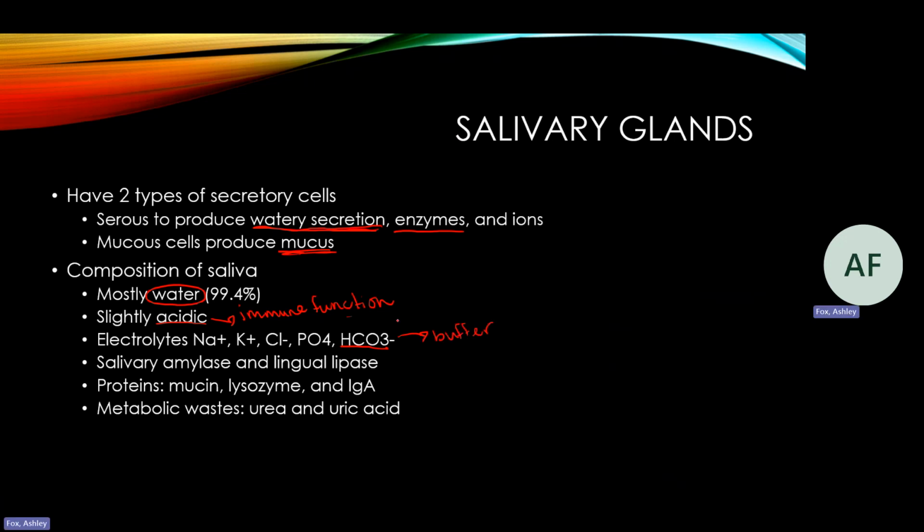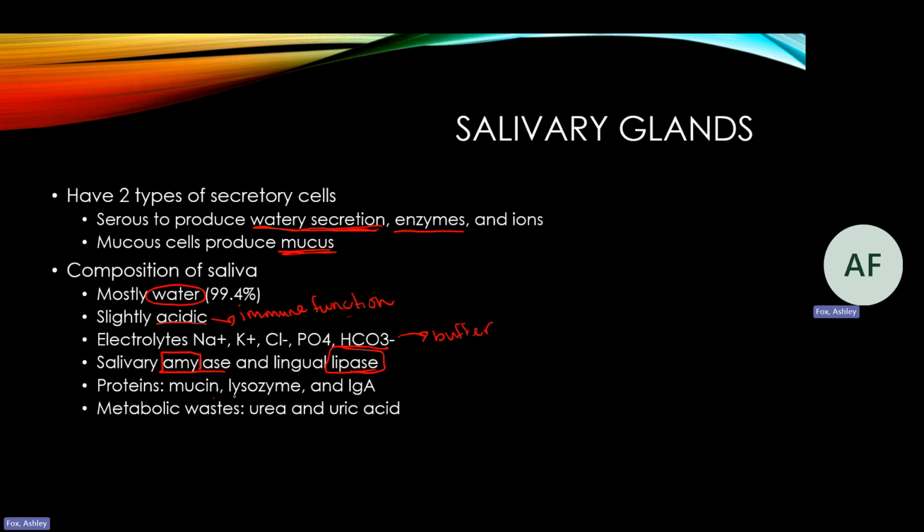So it's going to help manage pH. Again, we have the enzymes. We have salivary amylase. Whenever you have an amylase, it's with carbohydrates. And we also have a lingual lipase. This isn't a major fat breakdown enzyme, so we're not worrying about it too much. It's more like milk fat and things, not what we're talking about when we talk about bile.